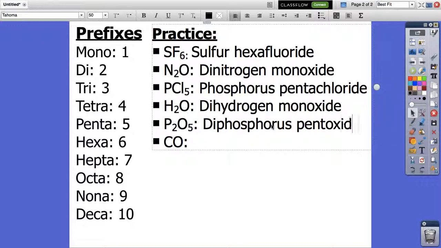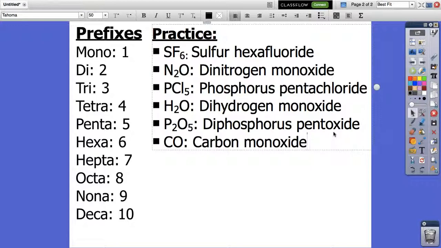And then pentoxide. This is an interesting one because when you look at the prefix penta, it has an A, but we're actually going to drop that A since oxide has that O there, and we just take pentoxide on it. And the last one, you've got a singular carbon, so no prefix, and then 1 oxygen would be monoxide there.